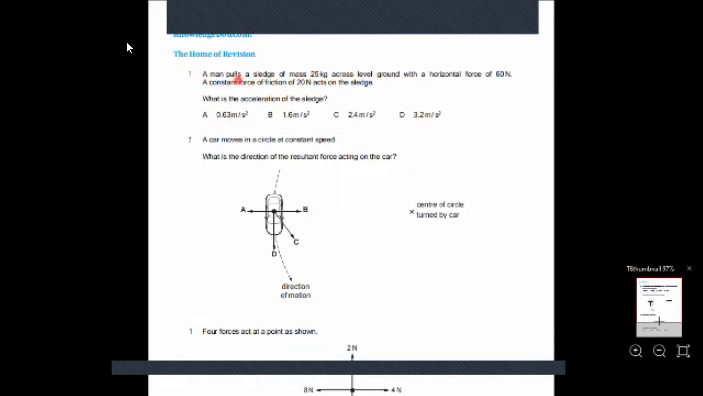A man pulls a sledge of mass 25 kg across level ground with a horizontal force of 60 Newton. A constant force of friction of 20 Newton acts on the sledge. What is the acceleration of the sledge? So let's calculate from the information given.